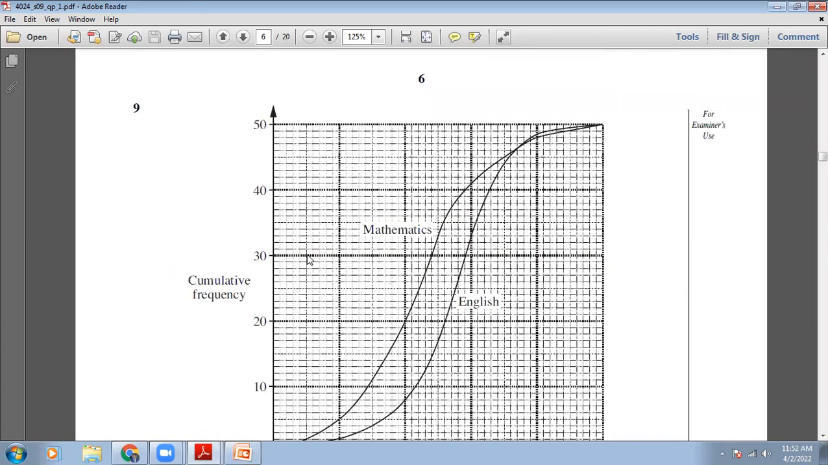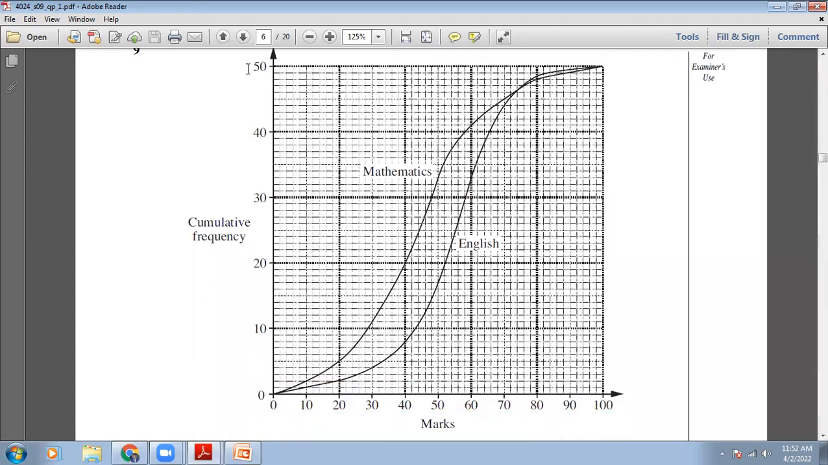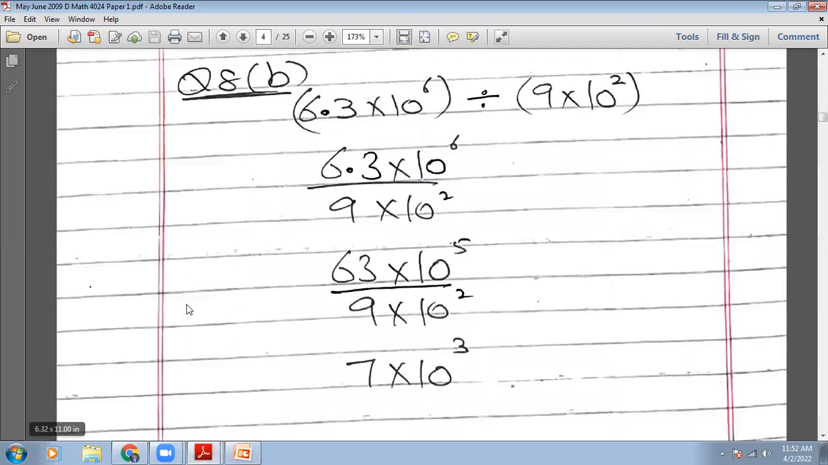Okay. So the maximum cumulative frequency is 50. So find the 50% of the 50, and that will be 25. So find the 25 on the y-axis, and from there go to the graph, and when it cuts the English cumulative frequency curve, under that point check what's the value on the x-axis. So that will be the median mark. Let me show you how I've done this.